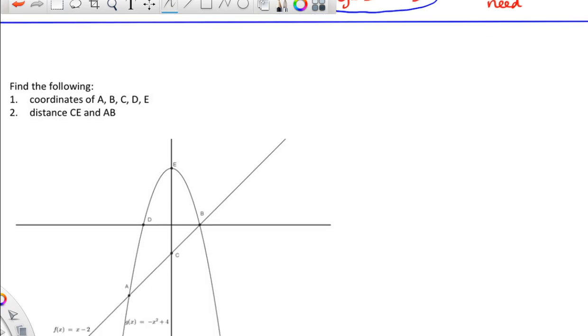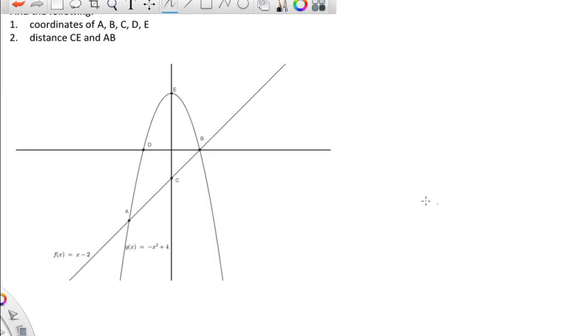Okay, and finally, we can combine these into finding coordinates and finding distances and a whole bunch of other stuff. So let's see if we can come up with some easy ones first. So let's look, for example, here. E is on the parabola here. It's on the parabola of -x squared plus 4. We know that at E, the x value is 0. So when you plug that in, -0 squared plus 4 is equal to 4. So E needs to be 4.